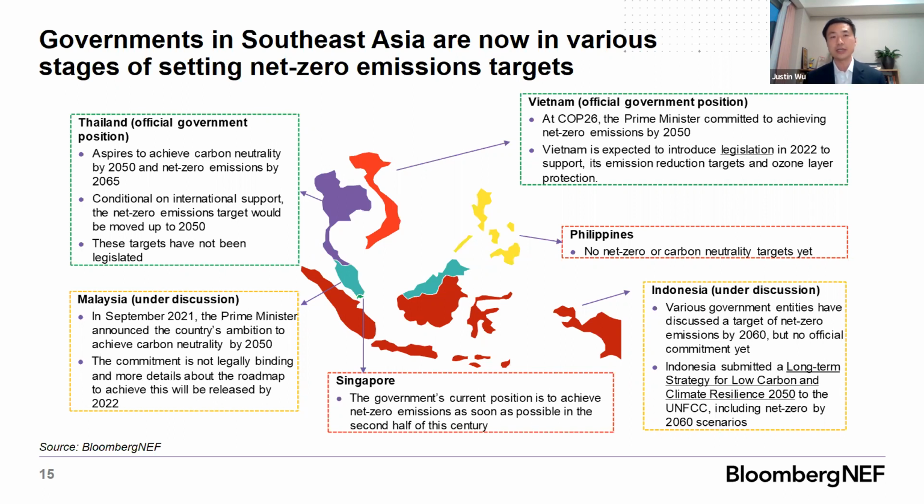And then one down is Singapore and Philippines. In the case of the Philippines, no net zero or carbon neutrality target is set. In the case of Singapore, it's set for the second half of the century, after 2050, which would make it not actually compliant with our climate goals. That's why we consider it a bit different from the others in the region as well.